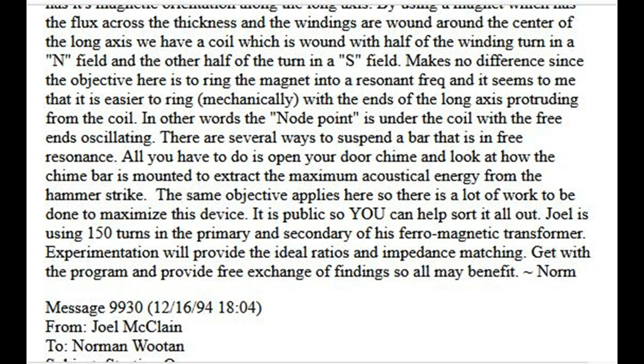Joel is using 150 turns in the primary and secondary of his ferromagnetic transformer. Experimentation will provide the ideal ratios and impedance matching. Get with the program and provide free exchange of findings so all may benefit.